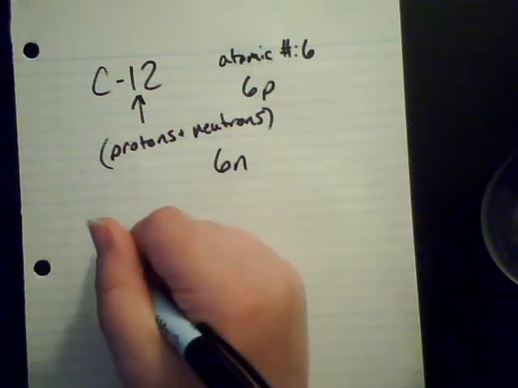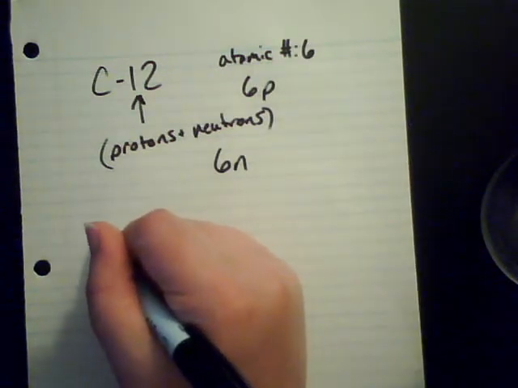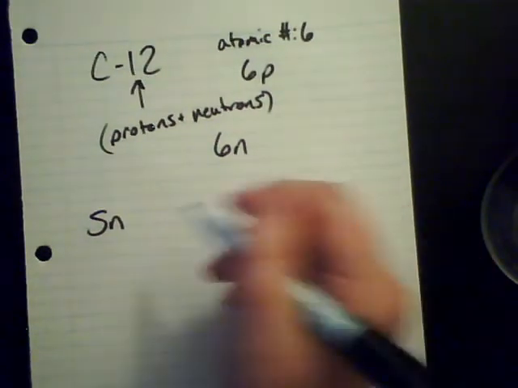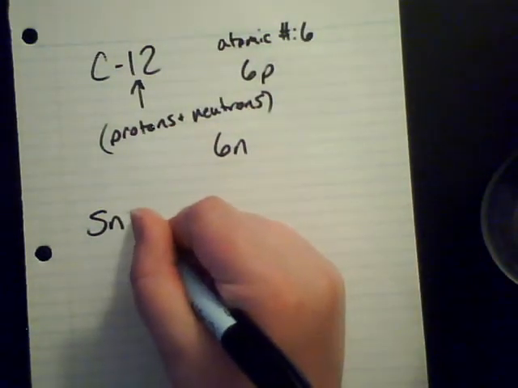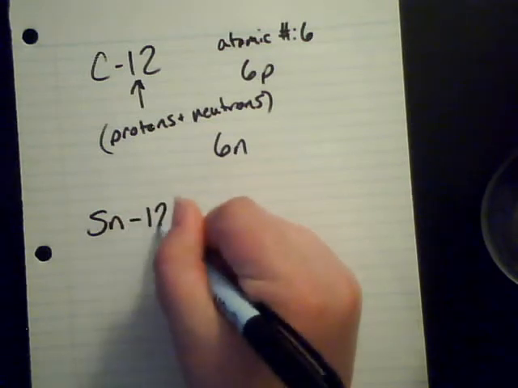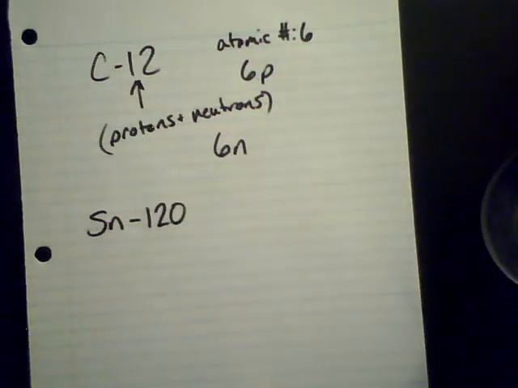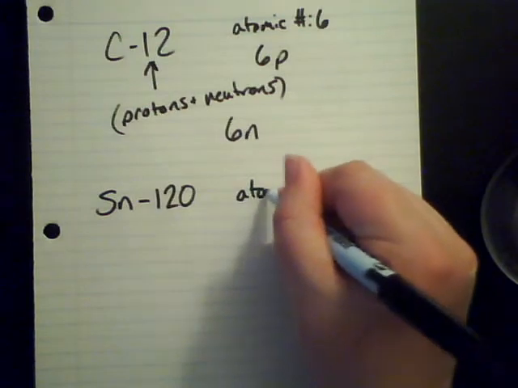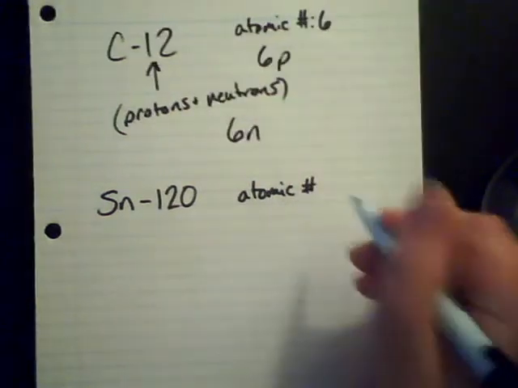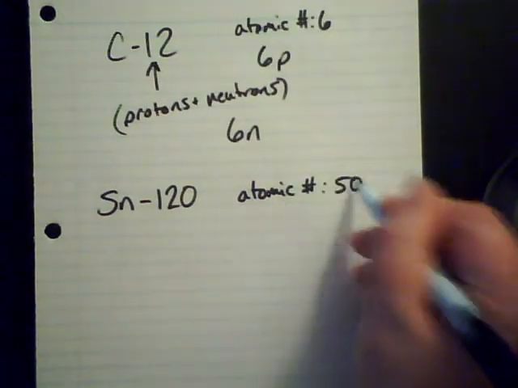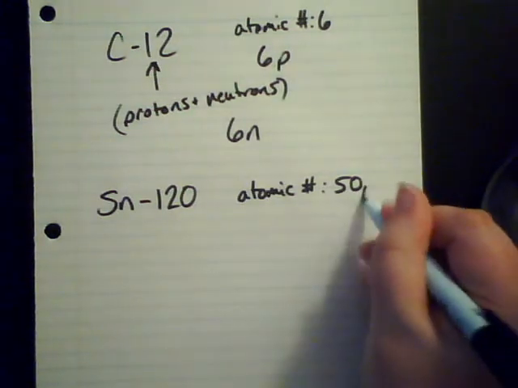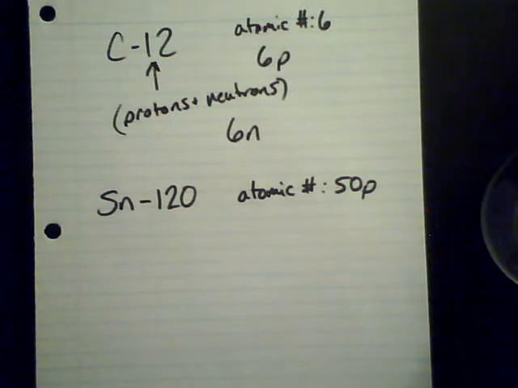Let's look at another example. Let's say tin. Tin is Sn, which comes from Stannum, a town in Wales where it was mined. If I take tin-120, for instance, if you go to your periodic table and look up tin, then you will find that its atomic number, that's that number at the top, is 50. That means that in one atom of tin, there are 50 protons in the nucleus. Okay, so that's what the atomic number tells me.